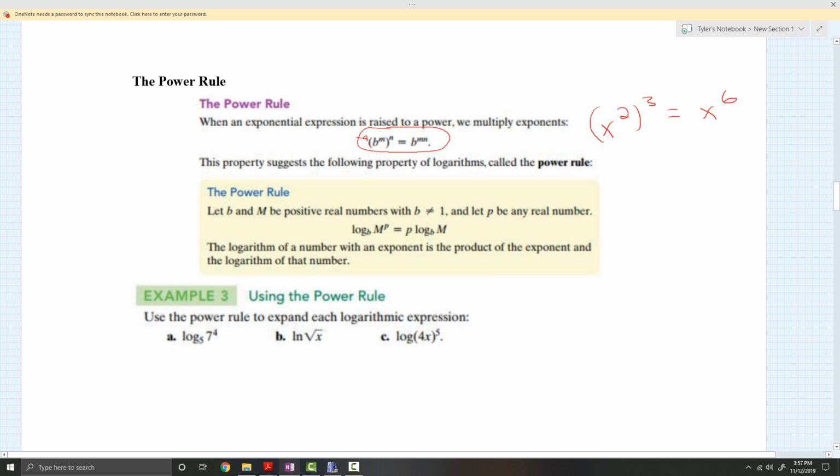With logs, this is going to be a really useful fact: if you have the log of any base of some expression raised to an exponent, notice what you can do is take that exponent and pull it out in front as a product. In other words, just like with this exponent rule, I can multiply those exponents together. Remember, when you see the log of something, you should be thinking of that as an exponent. So I have p, which was an exponent, times another exponent. That's how it's related to this rule.